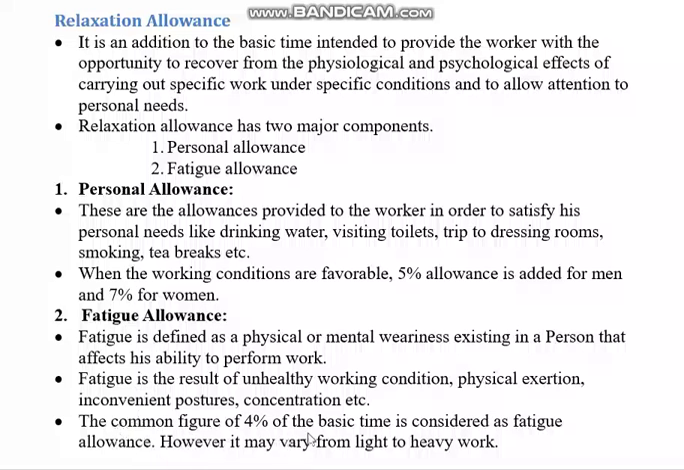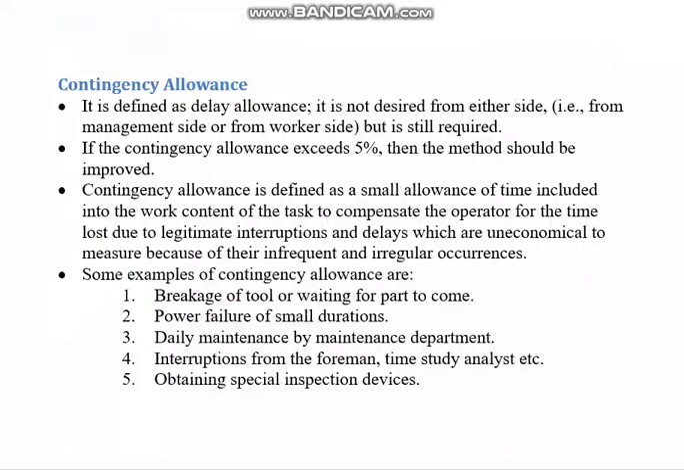The common figure of 4% of the basic time is considered as fatigue allowance. So however much basic time we have arrived at, for that 4% we will allow. However, it may vary from light to heavy work. It is natural, very obvious. If a person is not lifting heavy loads, light loads he is tackling, he won't be so tired. For 8 hours he can work very nicely without getting tired. Whereas the other person who is lifting heavy loads every time will be tired. So you have to provide him the fatigue allowance. These are the relaxation allowances.